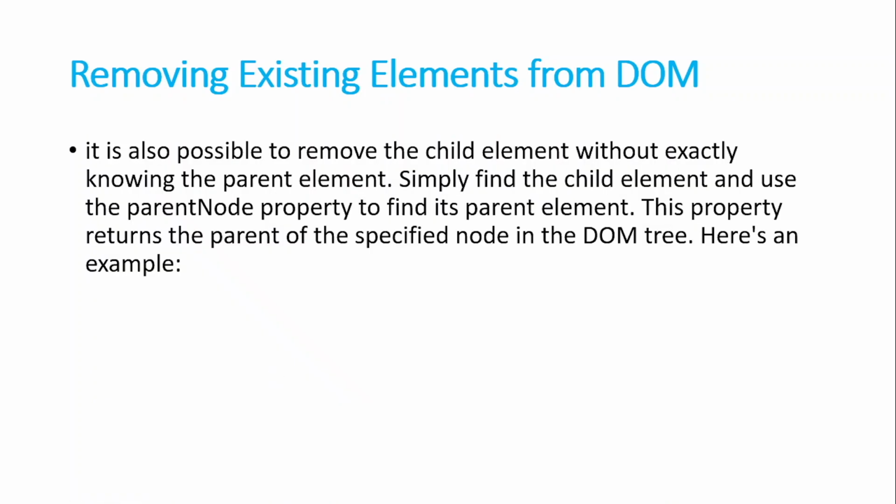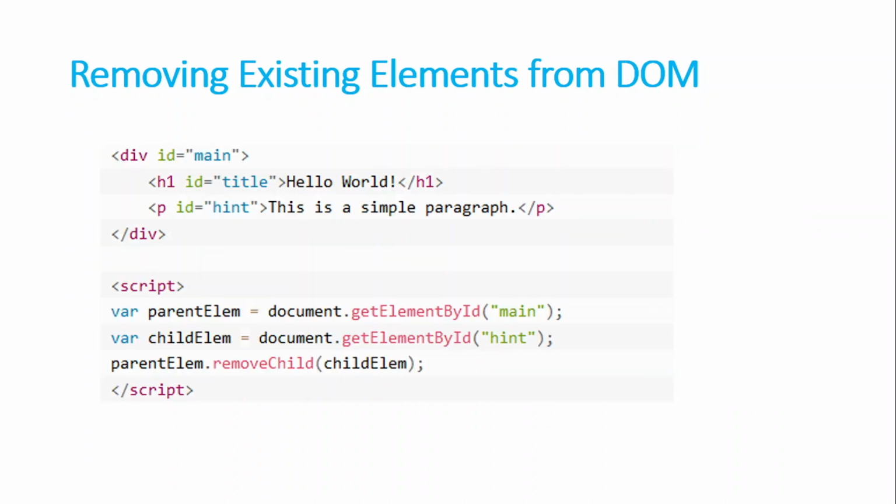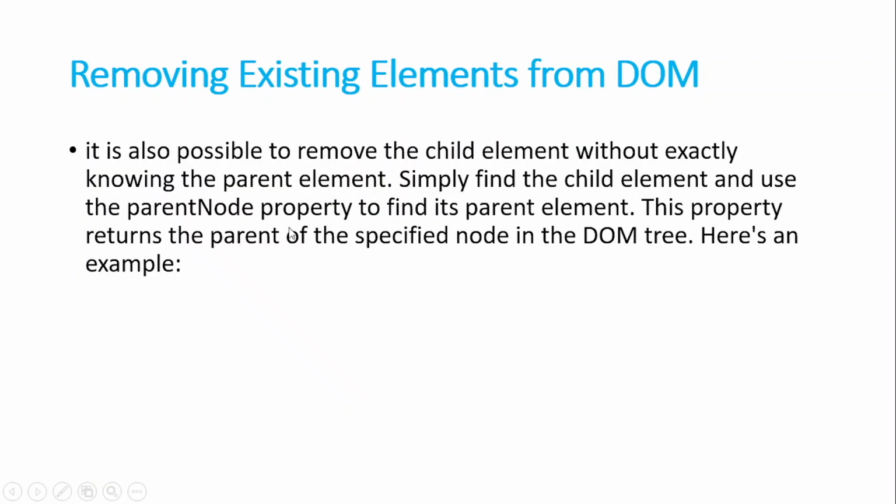It is also possible to remove the child without exactly knowing the parent element. If you don't want to get the parent element, that also you can do. Simply find the child element and use the parentNode property to find its parent element. This property returns the parent of the specified node in the DOM tree.